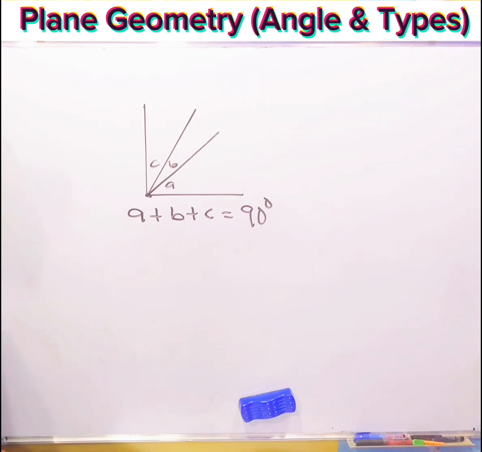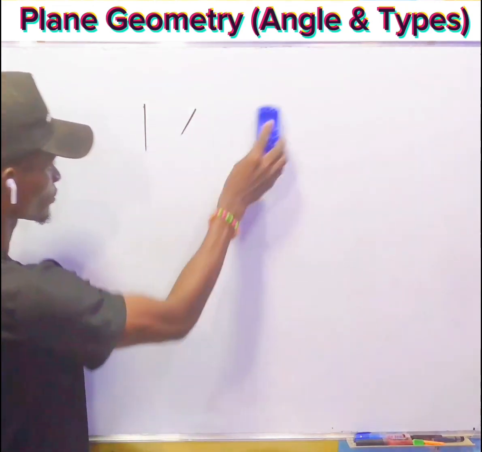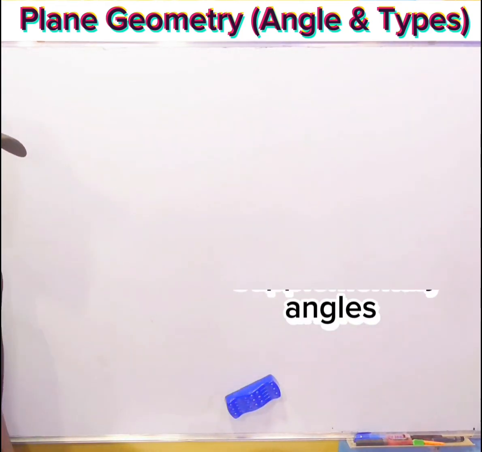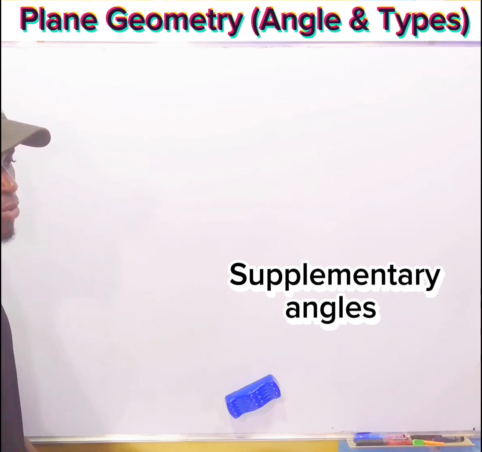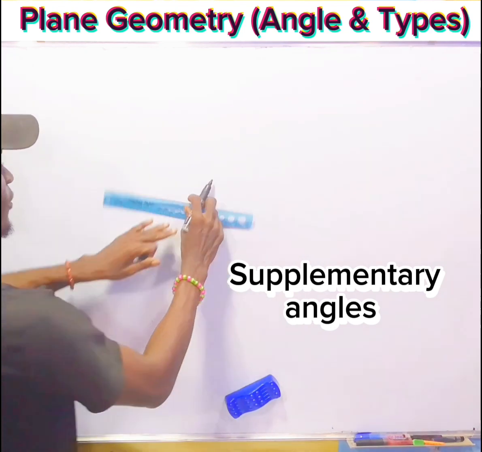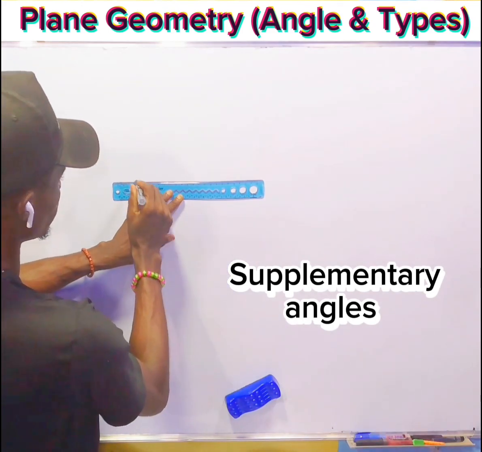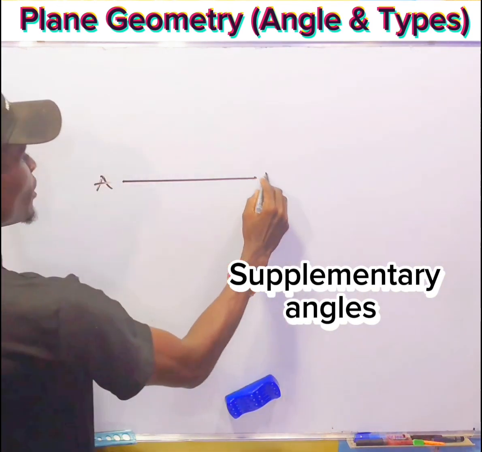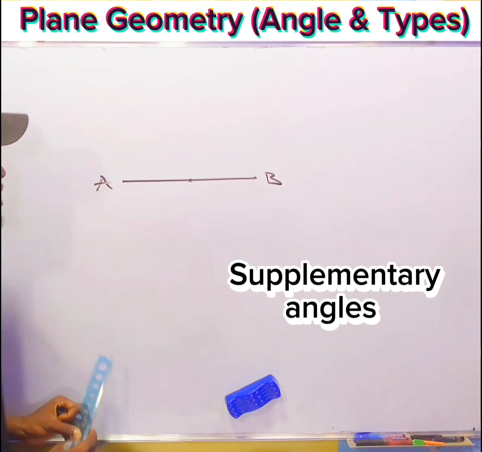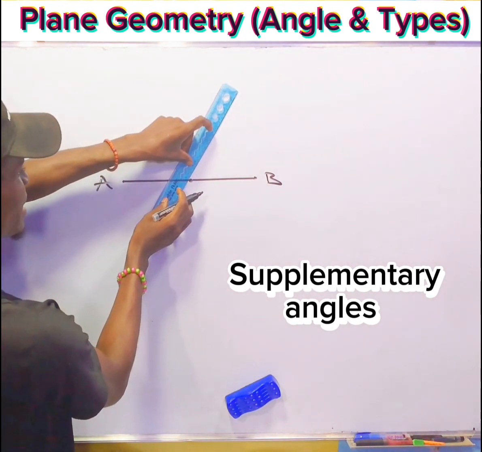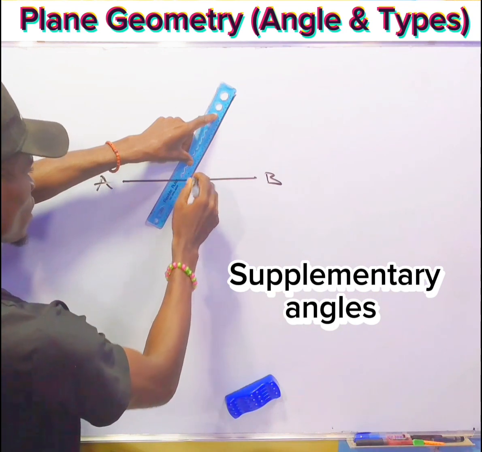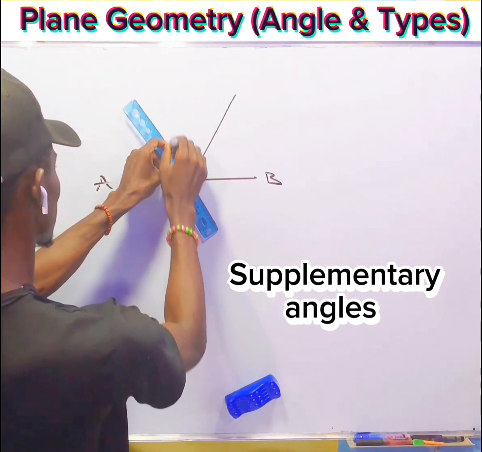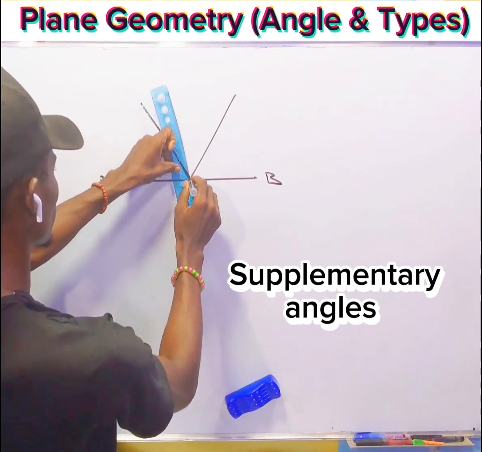Now let's check supplementary angles. Supplementary angles are angles that sum up to give us 180 degrees. And this angle, unlike the complementary angle that is gotten from a right angle, supplementary angle will be gotten from a straight line angle. If we have straight line AB, let's say this is our point on the straight line, and we have adjacent angles formed from this point also. It's angles with the same base, as many as possible.